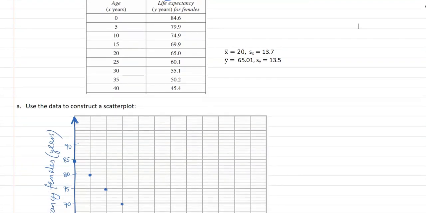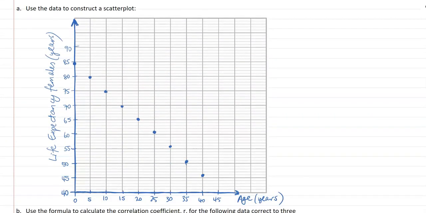Okay, normally I'd use Excel to construct a scatter plot, but we don't have that luxury in exam situations. So by hand, you can see I've put the age on the x-axis because I know that's the explanatory variable. The life expectancy we've put on the y-axis because that's your response variable. I've plotted the points. That looks very strongly linear, a negative linear trend.